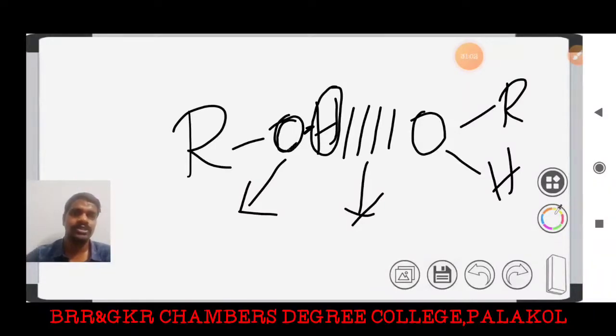So here oxygen is a more electronegative atom and withdraws electrons from this hydrogen atom. That means the electron density around this hydrogen atom will decrease. Due to the decrease in electron density around that hydrogen atom, the chemical shift value will increase.